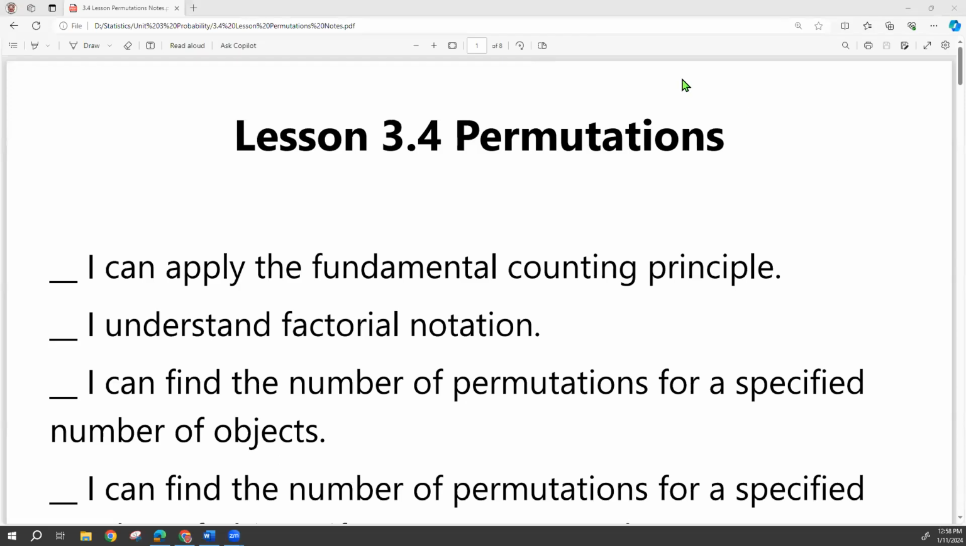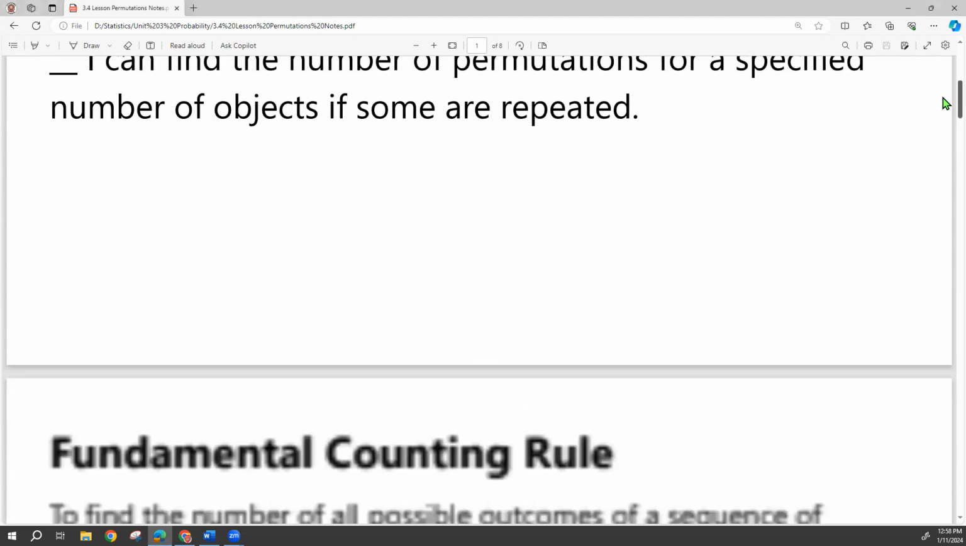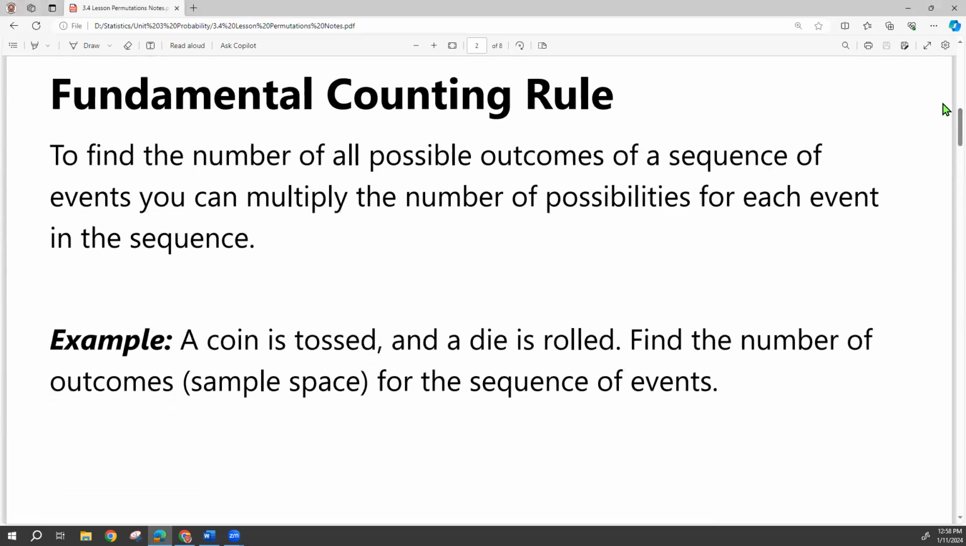Yeah, we're going to switch gears a little bit from doing our typical probability, and we're going to talk about how we can determine the possible number of outcomes using some different types of counting principles. So the first one is the fundamental counting rule, and we have this definition here, but I think it's best maybe to start with the example.